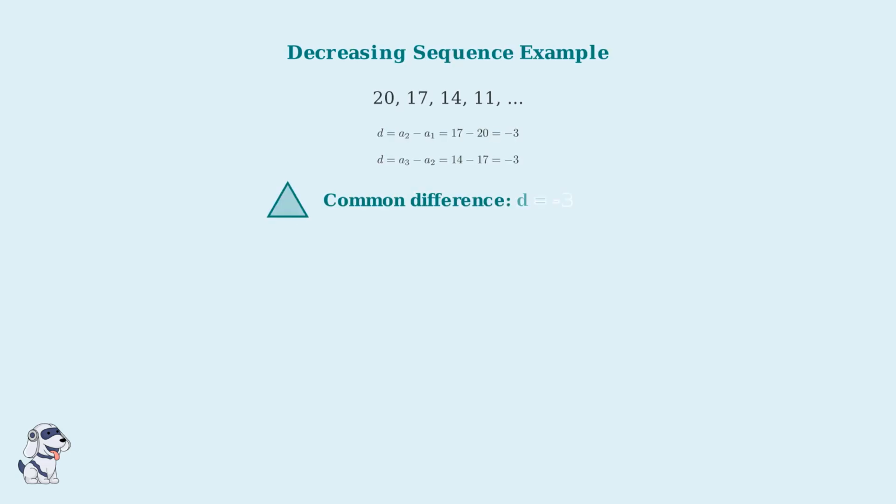Now for the decreasing sequence on the right, let's calculate 17 minus 20 equals negative 3. We can verify with 14 minus 17, which also equals negative 3. The common difference is negative 3, showing that the sequence decreases by 3 each time.